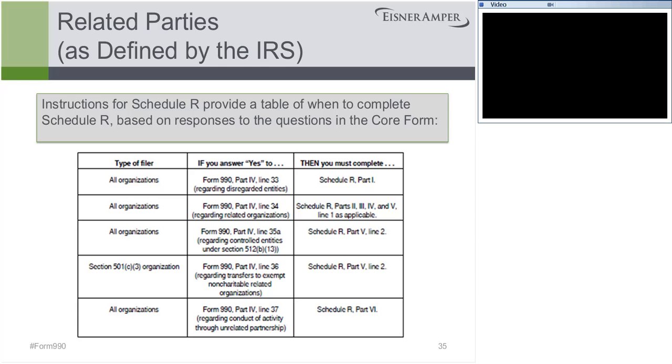Again, the IRS actually put this table in the instructions. It tells you what type of filer you are. If you answered yes in the core form, then here's where you would put your response within Schedule R. Again, Schedule R for related. What I've done, if you've noticed, is I skipped over Schedule L, and I did that on purpose. We're going to get there in a second. But Schedule R and Schedule L are often confused for each other, and I wanted to show Schedule R first and then explain why they are different.